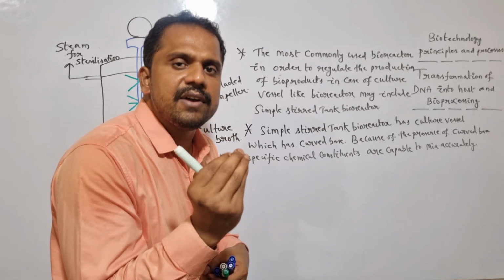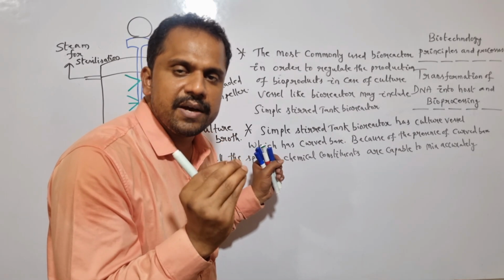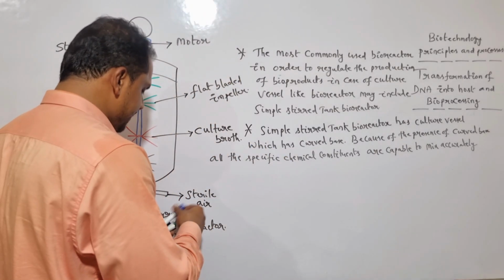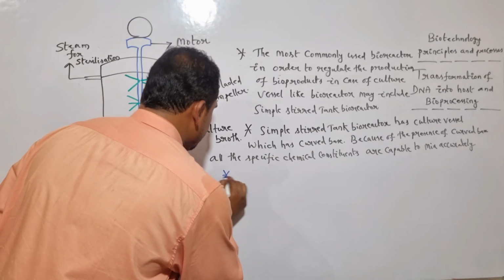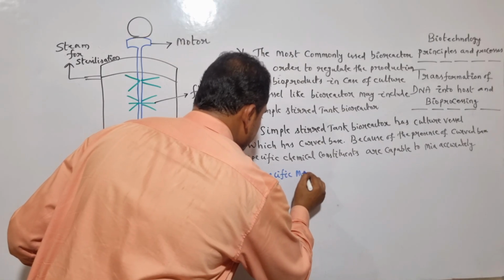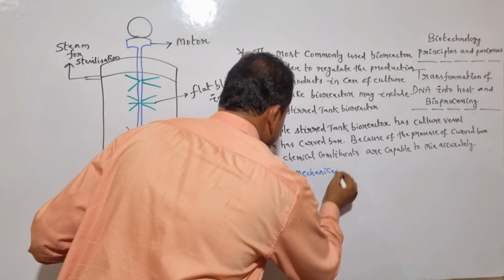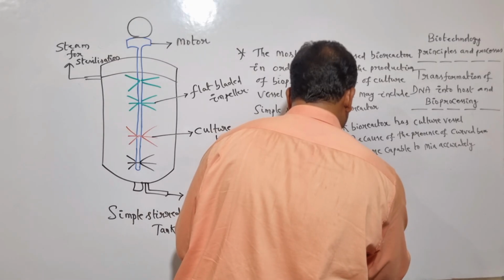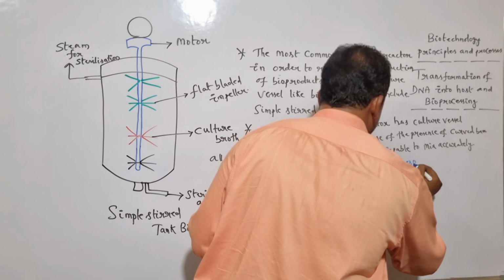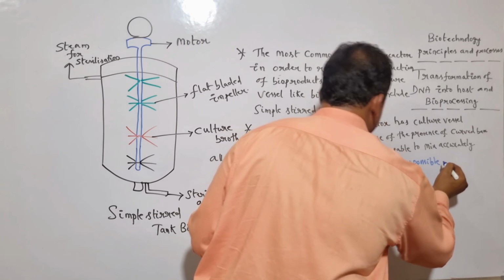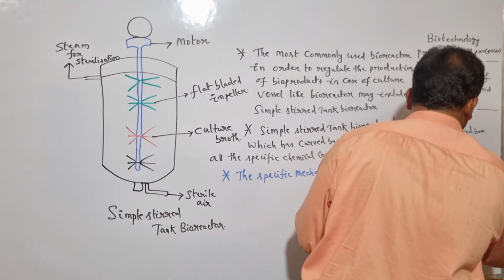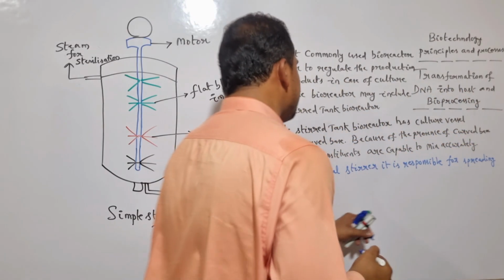So here because of the availability of oxygen throughout the specific bioreactor, we can observe bubbles. Is it clear? So let me write it here. The specific mechanical stirrer is responsible for spreading the oxygen throughout the bioreactor.